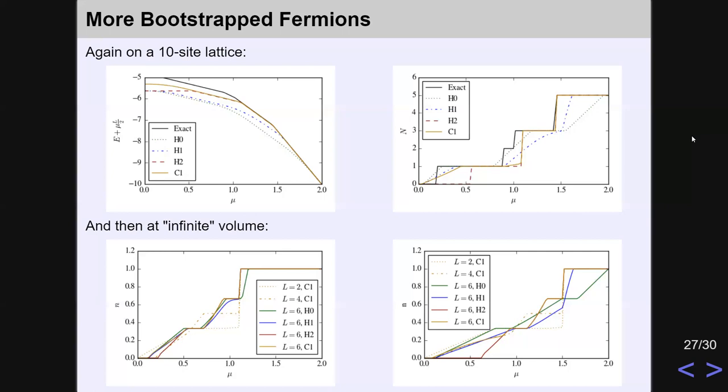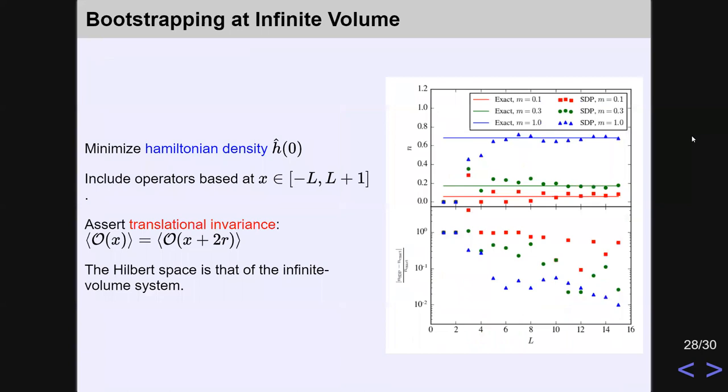Finally, doing these calculations at infinite volume with much larger operator bases. And again, you can see as you go to the solid lines and the improved bases, you can see something that looks a bit like convergence. So you can get a qualitative view of what the equation of state is at infinite volume. With that, I think I'll conclude.